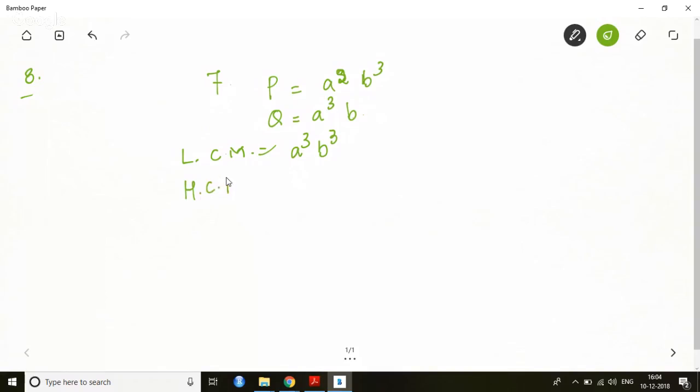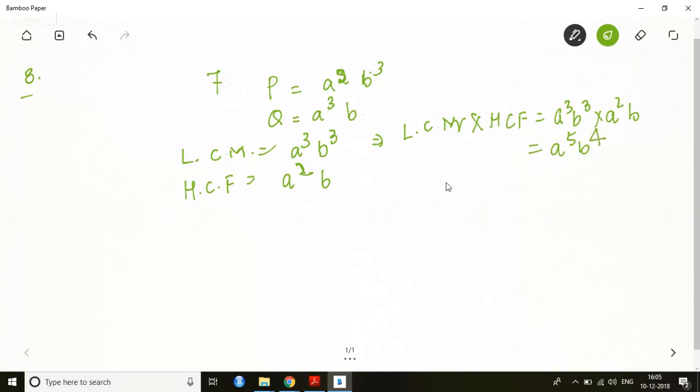HCF would be lowest power of A in both of them, that is A square, and lowest power of B in both of them, that is B. So LCM into HCF would be equal to A cube B cube into A square B, that is equal to A to the power 5 into B to the power 4. And when I multiply P into Q, so I have A square B cube into A cube B. So that is also equal to 2 plus 3 is 5 and 3 plus 1 is 4. So both are equal.